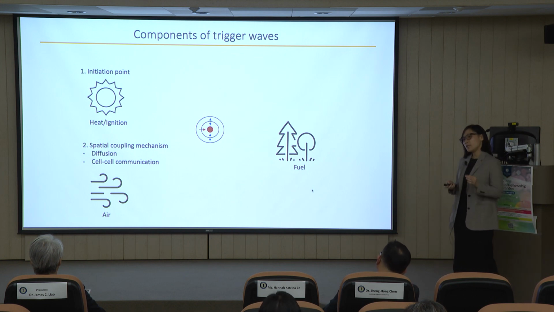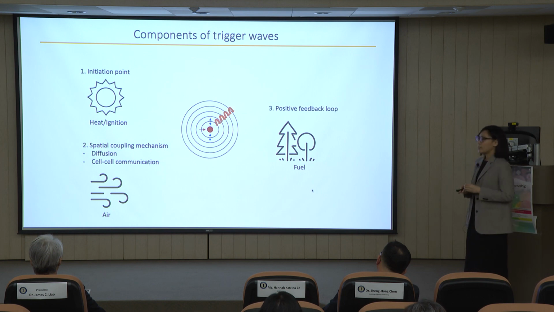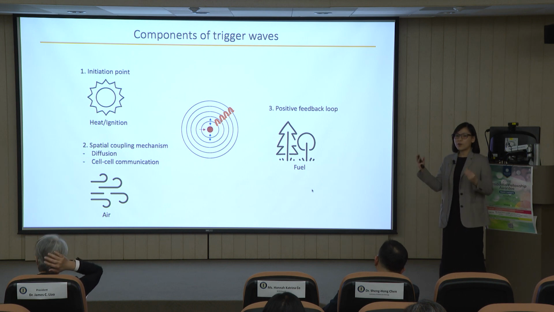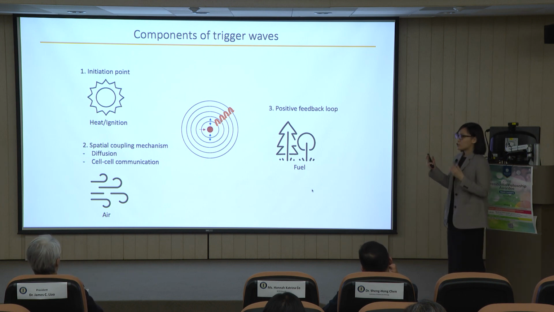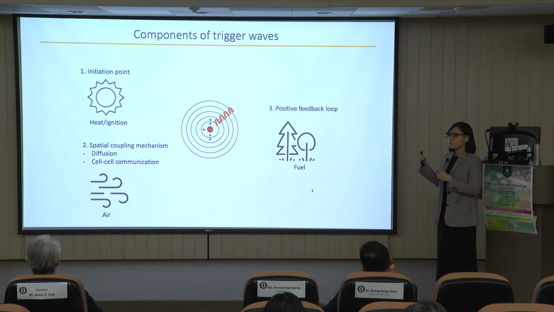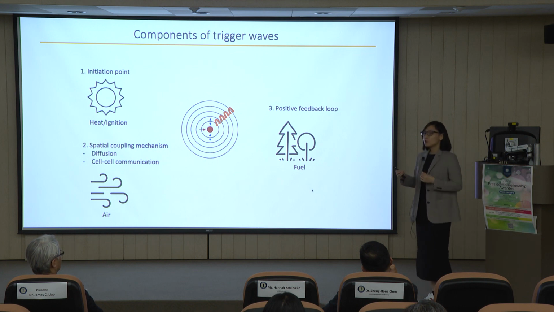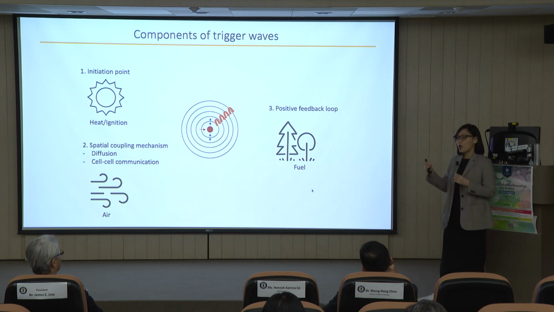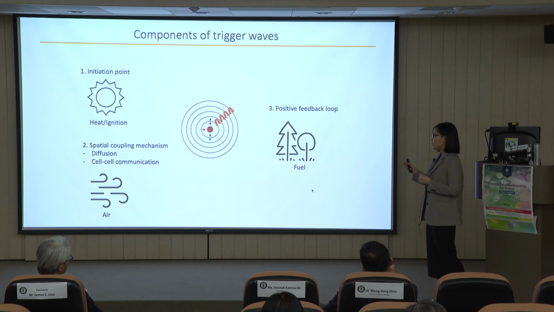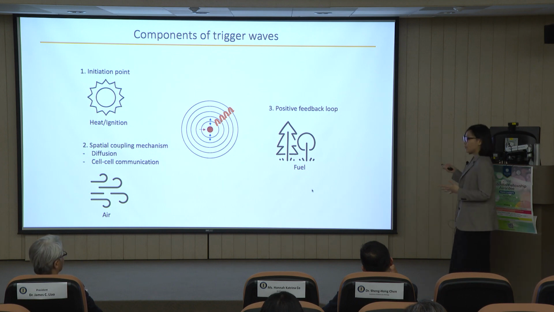And third is the key component for trigger waves, which is the positive feedback loops. So this is analogous to the fuel for the fires. So it can be the trees and grasses that regenerate the fire as it travels. So in a cell population, it is the positive feedback loops that act to amplify this signal as it diffuses from one cell to the other. So you can imagine that this signal will not get any lower in its intensity because every step of the way, it is regenerated by this positive feedback loop.